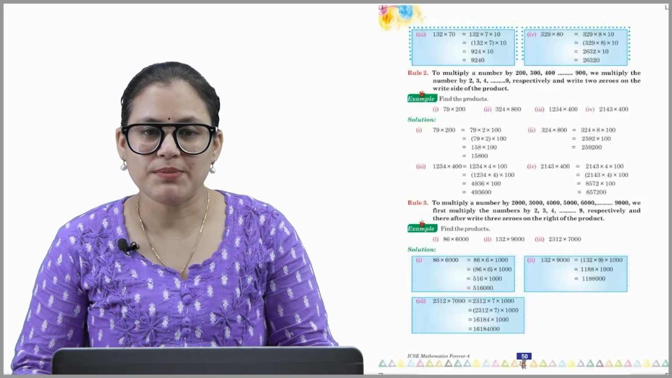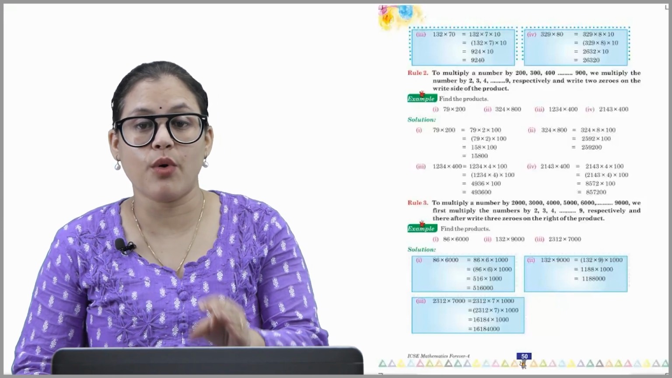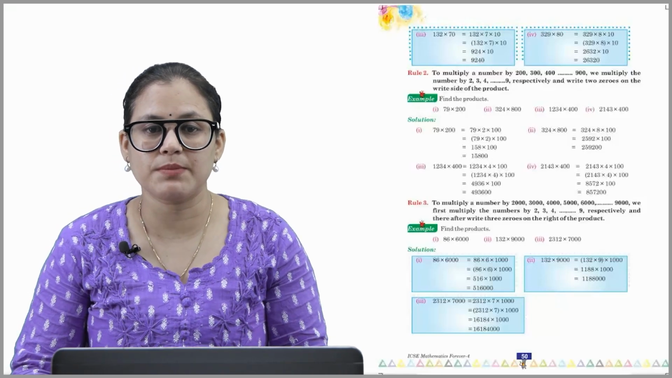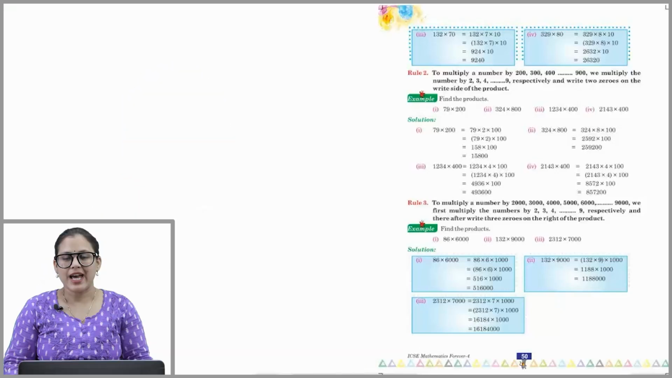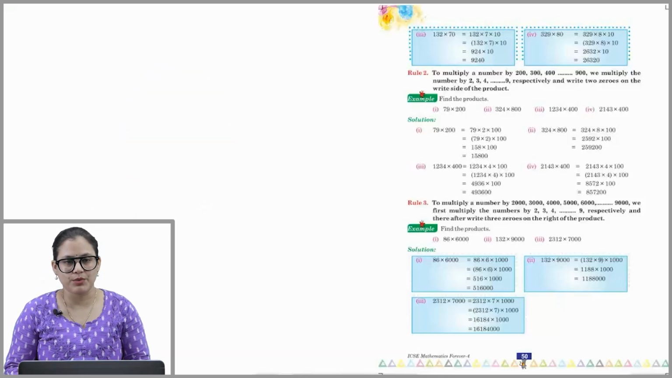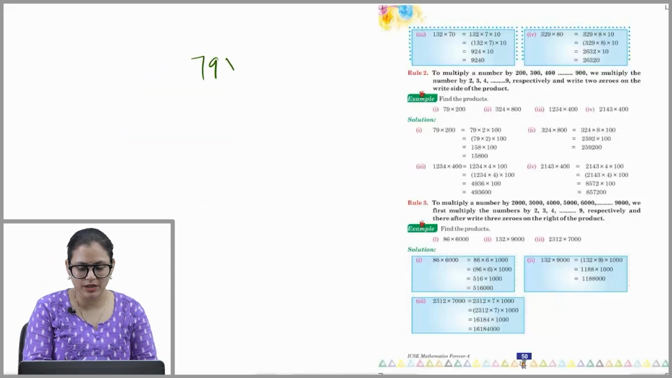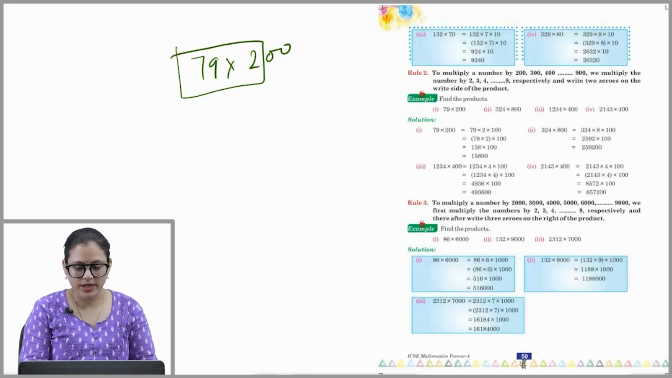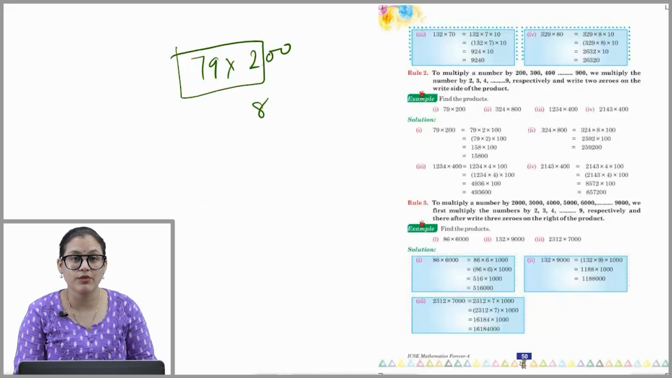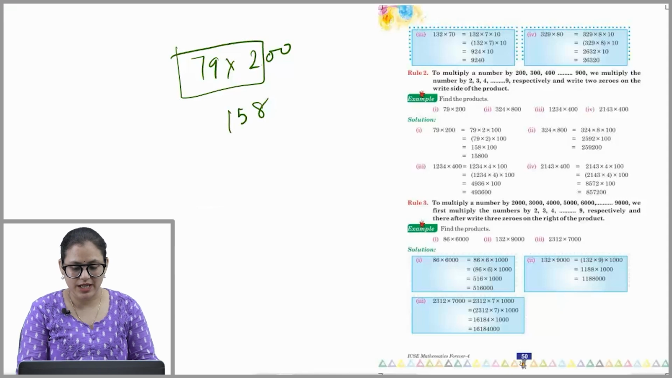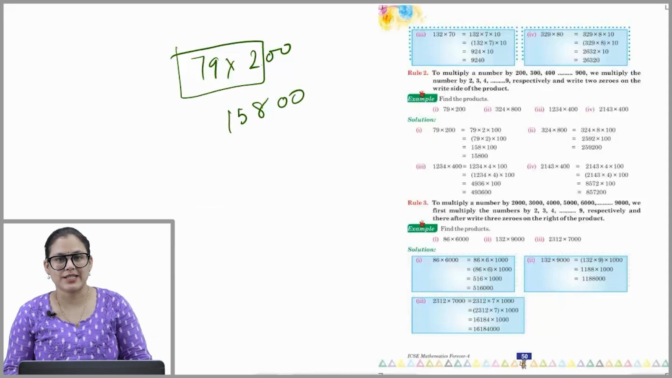Rule 2. To multiply a number by 200, 300, 400, 900, we multiply the numbers by 2, 3, 4, 9 respectively and write two zeros on the right side of the product. For example, 79 into 200. So you will multiply these two numbers. 2 9s are 18, 1 carry, 2 7s are 14, plus 1 is 15, and you will put 00 to the right side.